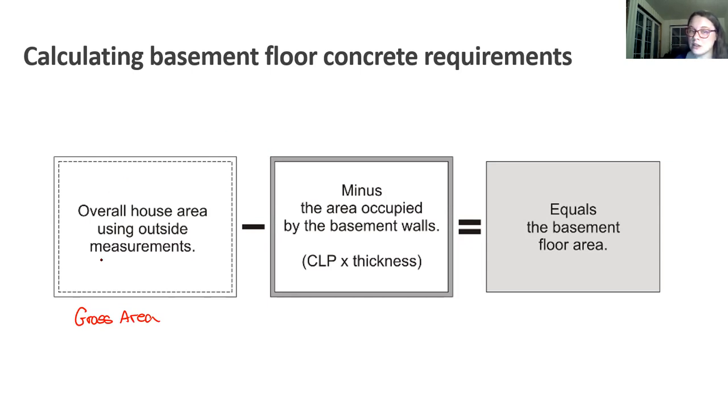So the gross area is the entire area. Then what we're going to find is we're going to subtract the wall area because we're not going to put concrete over the wall area. There's already concrete there. And then we get our basement floor area that excludes the wall. So that's just our measurement inside up to the dashed line. And we would call this our net.